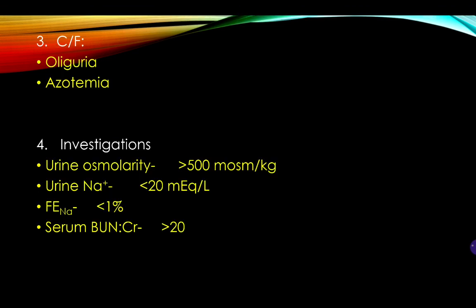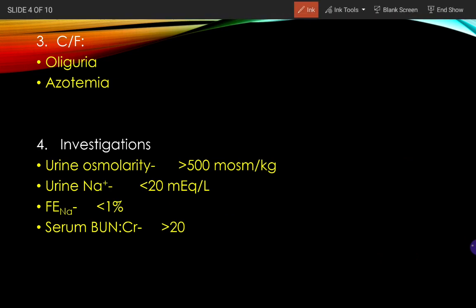So let's see what the clinical features are. The patient comes to you with oliguria. This is because you have a decreased GFR and hence decreased filtrate reaching the tubules, which leads to less urine formation. And there is also azotemia. What is azotemia? Azotemia is accumulation of nitrogenous wastes in your blood, and this is due to failure of the kidney function, which is mainly removal of nitrogenous wastes. So you get azotemia when you have an acute kidney failure.